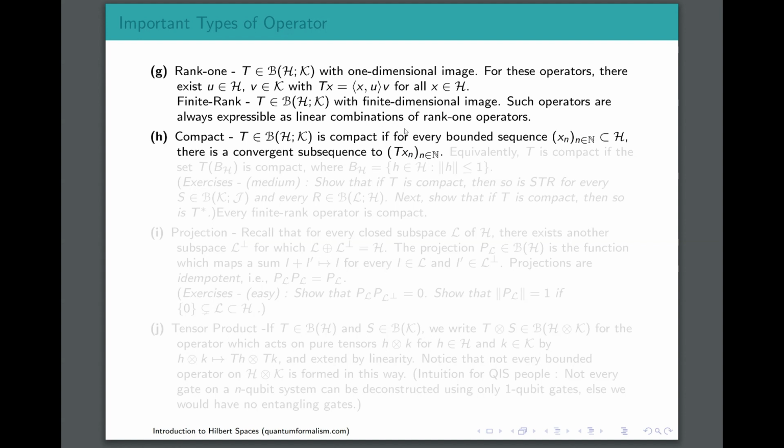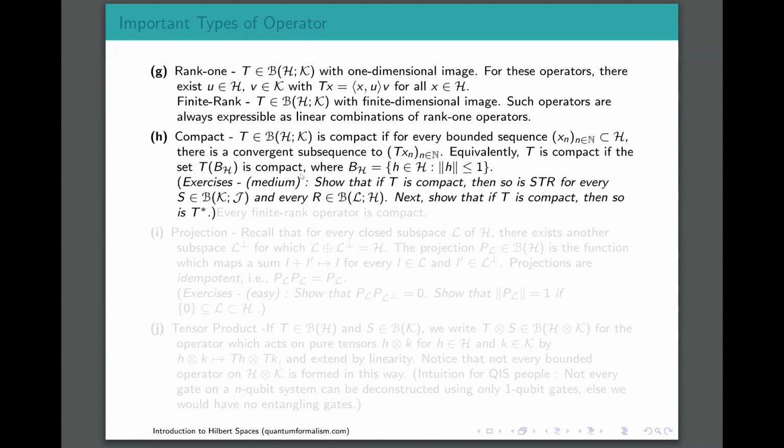A compact operator is an operator from H to K for which every bounded sequence in H yields a convergent subsequence in K. So if I have x_n in H which is bounded, then I know that T x_n has a convergent subsequence. Equivalently, you say that T is compact if the set T B_H is compact. Now B_H here is the notation I'm using for the closed unit ball of H, defined as such. So this is compact in the standard topological setting.